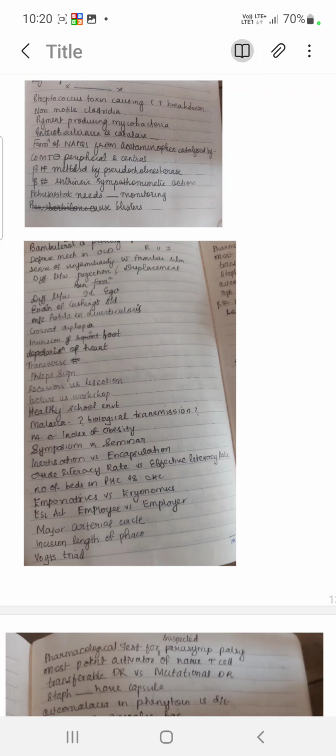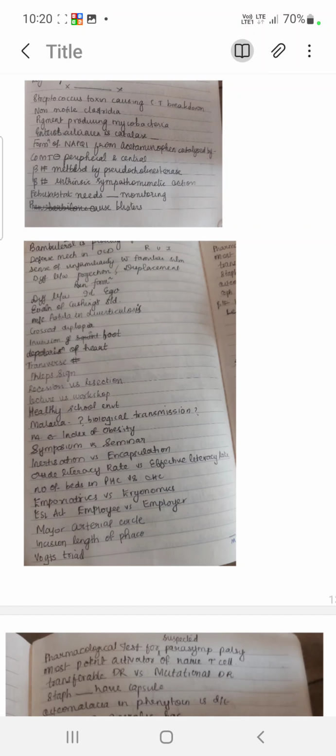Formation of NAPQI from acetaminophen. So it is mediated from the major pathway of acetaminophen, which is glucuronidation, whereas the minor pathway is CYP2E1, which is forming NAPQI. So if this enzyme is induced more, that happens in acetaminophen toxicity, so more NAPQI, more hepatotoxicity. NAPQI is a hepatotoxic metabolite.